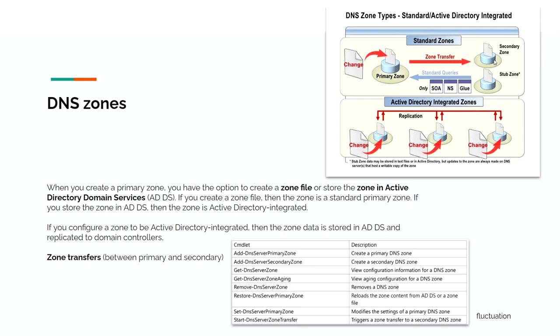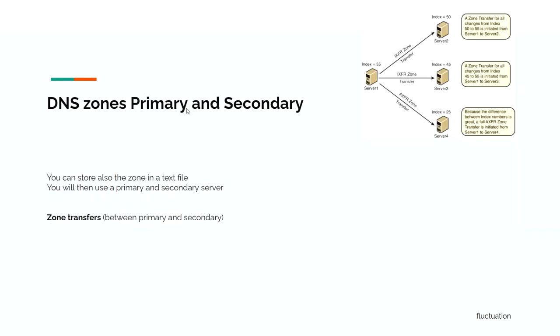Zone transfer is a big work, because you must do primary and secondary. This is not really a good solution. The best thing is to integrate it directly in AD. So that's what we saw here. The zone transfer is using the AXFR. This is the first time it takes all the records and does the transfer.